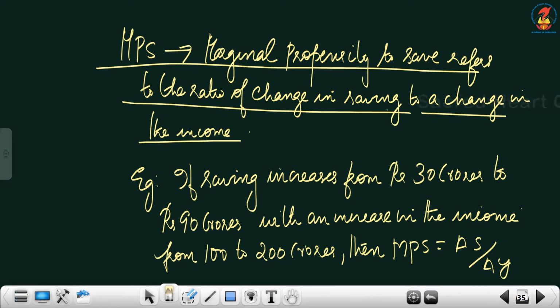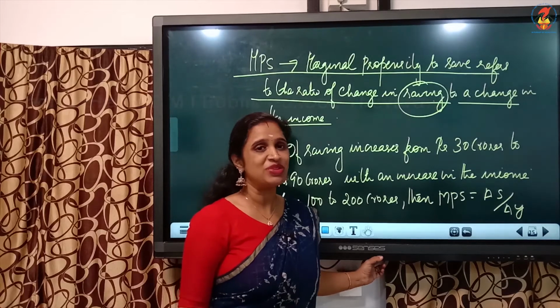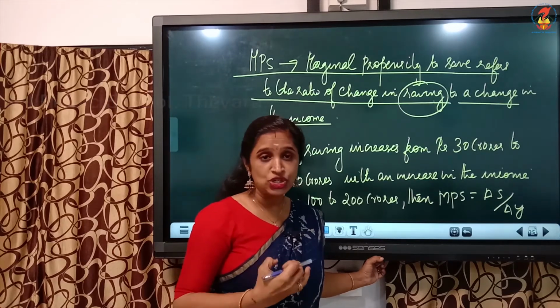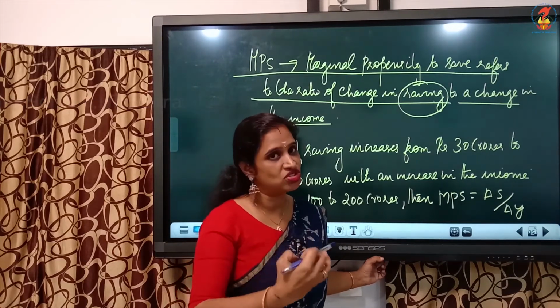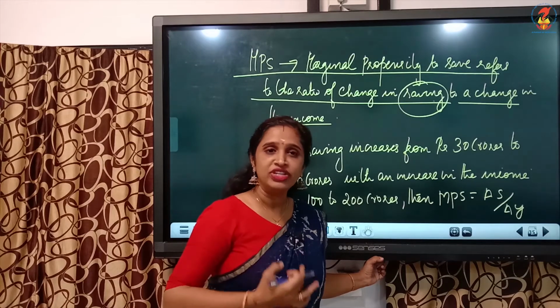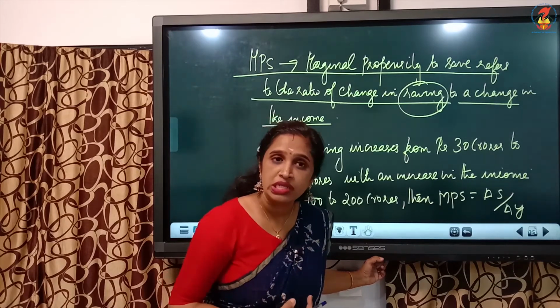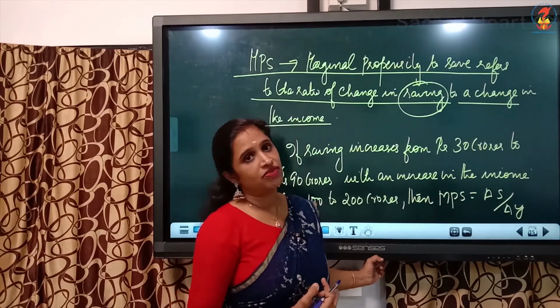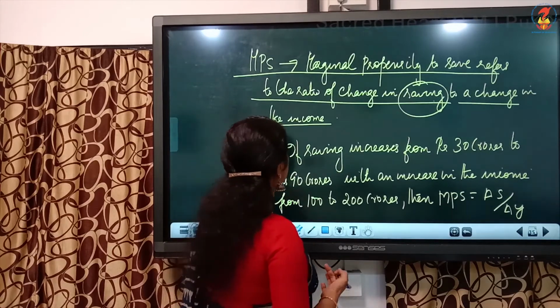Just a difference in the term used between marginal propensity to consume and marginal propensity to save. If it is MPC, instead of saving we will be using consumption here. As it is MPS, we have to use the term saving. So once again, marginal propensity to save refers to the ratio of change in saving to a change in the income level. When the income level of an economy changes, definitely the saving level also changes in the economy. That ratio is known as marginal propensity to save. Let us study that with an example.